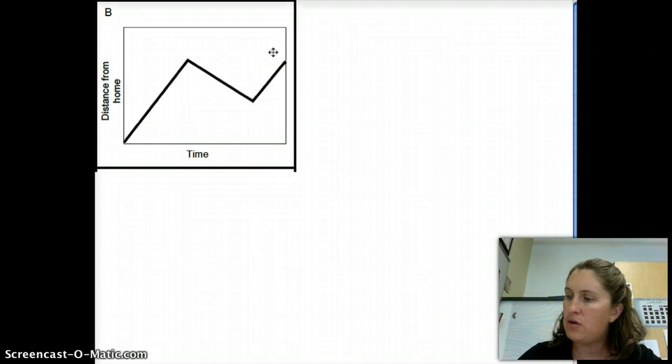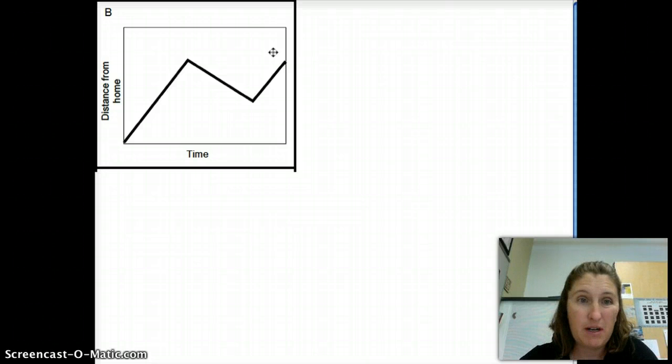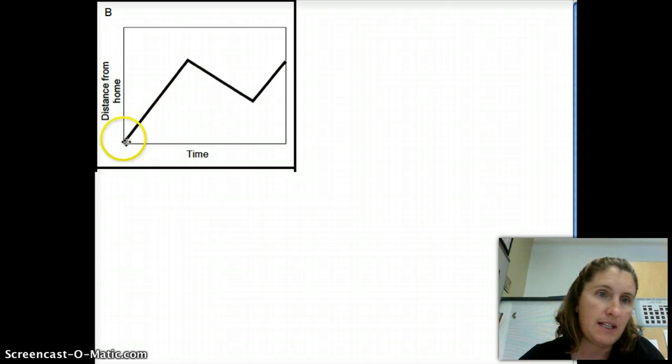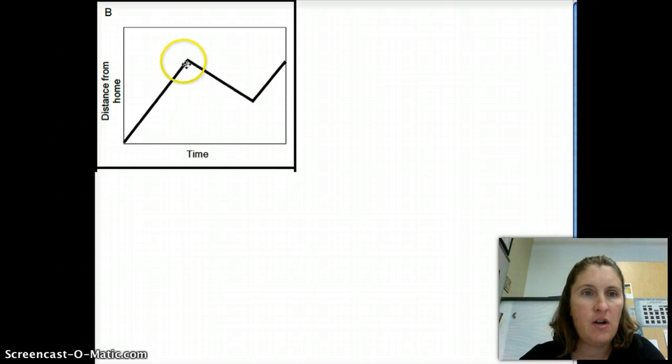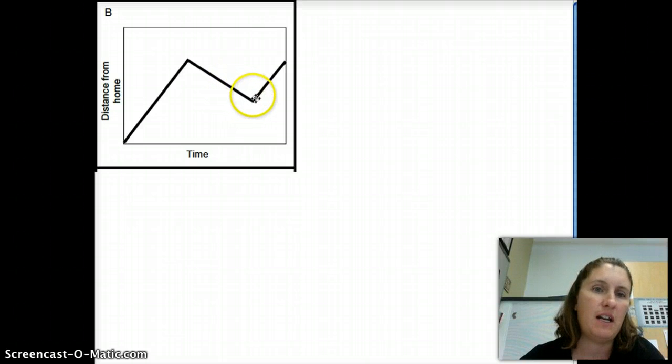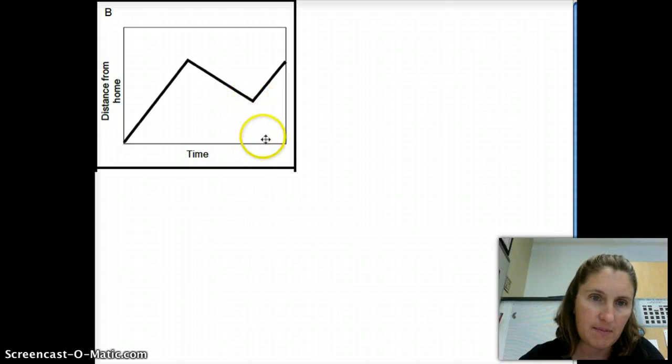For B, you should have made up your own story because this picture doesn't match any of the stories. You could say something like, Tom left his home at a constant velocity, realized he forgot his phone and started to walk back towards his house, then found his phone in his pocket and resumed his forward journey. He never quite makes it home because this line never gets back to 0.